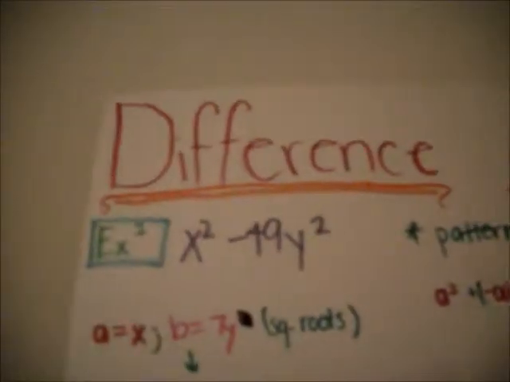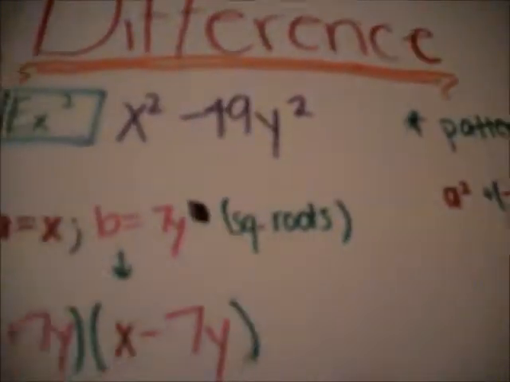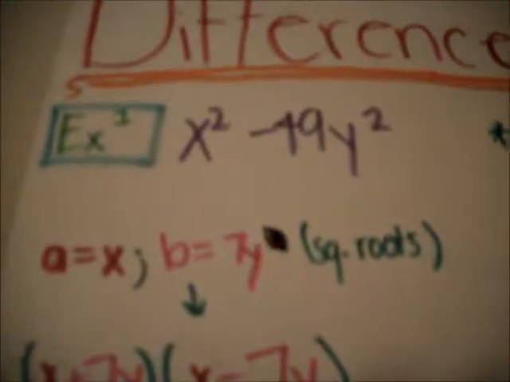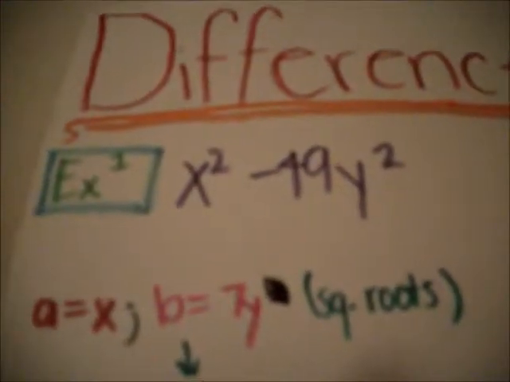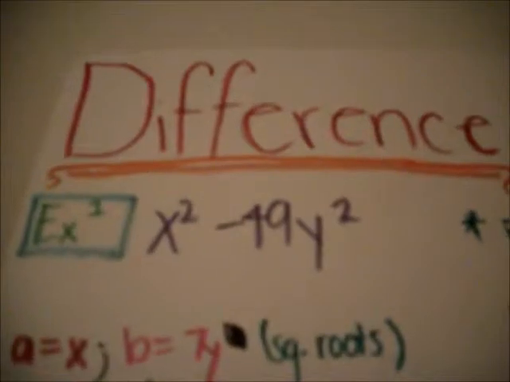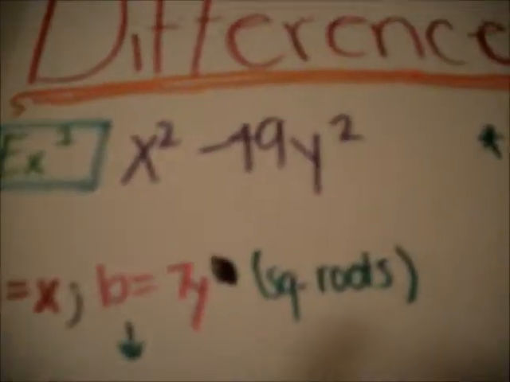Now I'm going to teach you about difference of squares. I have two examples for this, but for now we're going to do the first example. We have x raised to the second power subtracted by 49y to the second power. Now with difference of squares, you look at each term.